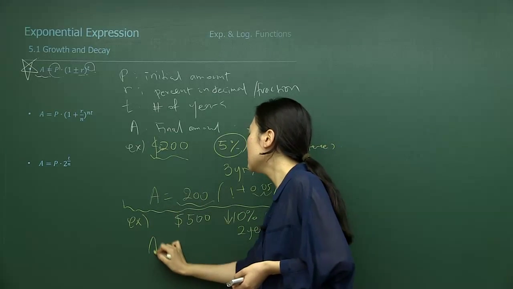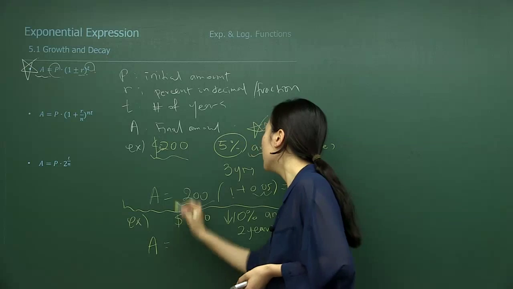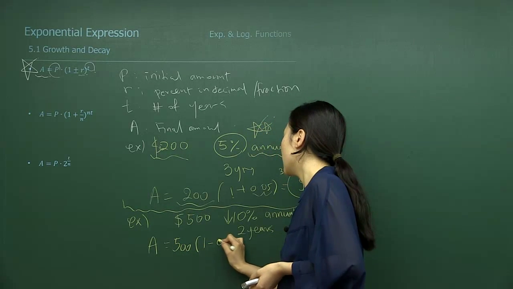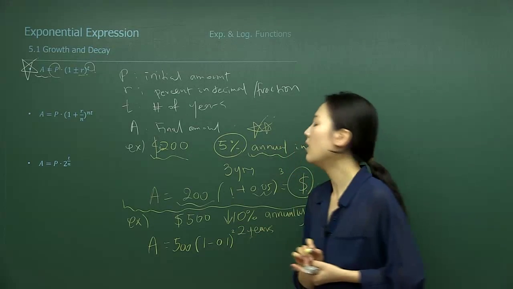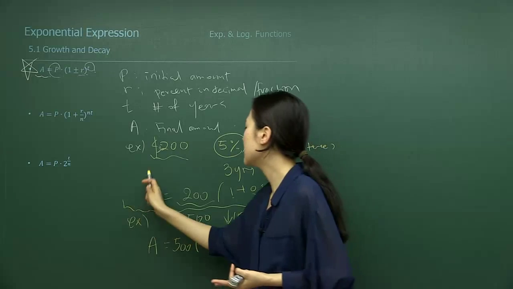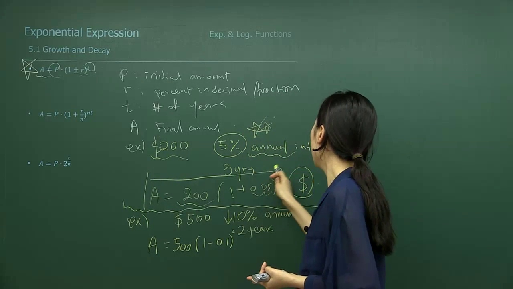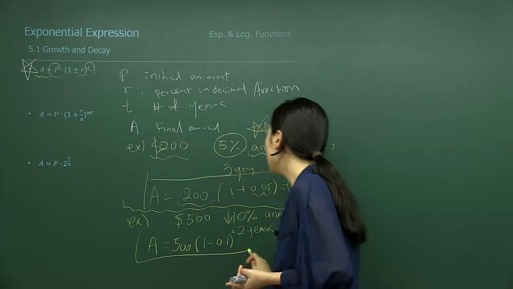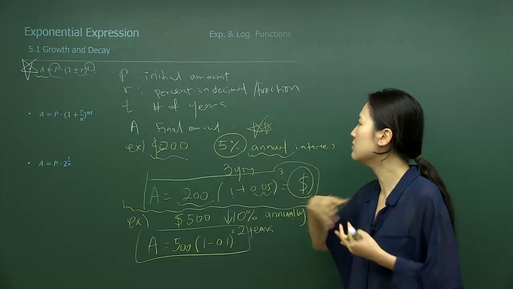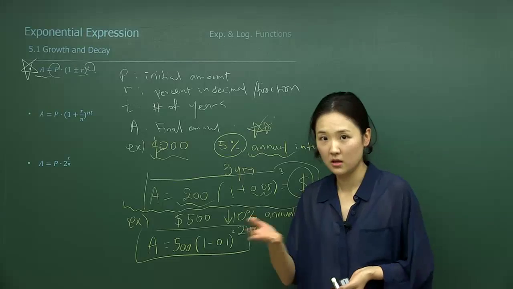Hence, at the end of the 2 years, your car will be 500 times (1 minus 0.1) to the power of 2, which is $405 only. So that's how we use this growth and decay formula. And it's very popular that they use interest-related questions with it, okay?